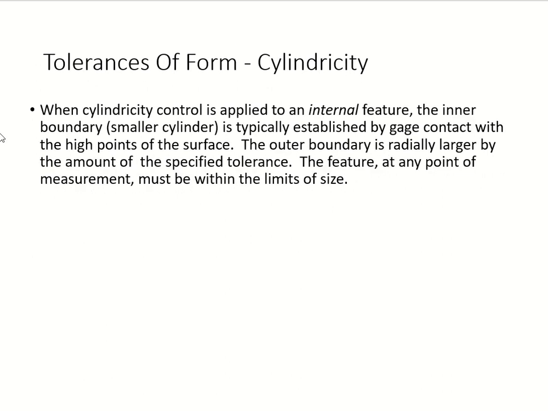Now when cylindricity applies to an internal feature, the internal boundary is typically established by a gauge contact. Again, we hit the high points of the surface of your internal feature. So the outer boundary is radially larger by the amount of your specified tolerance. Don't feel bad if you can't picture these boundaries; I'm going to show you in a diagram. Right now, just read it one time and listen to me one time. It won't go into your head for now, you have to look at it when you need a visual explanation. So the feature at any point again has to be within those limits.